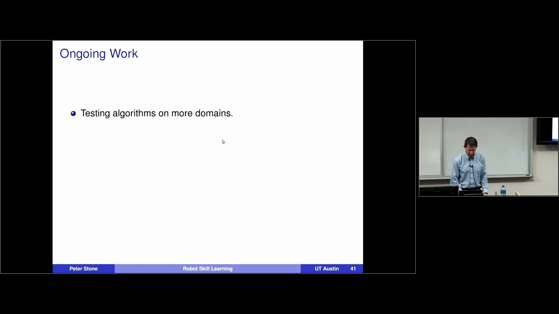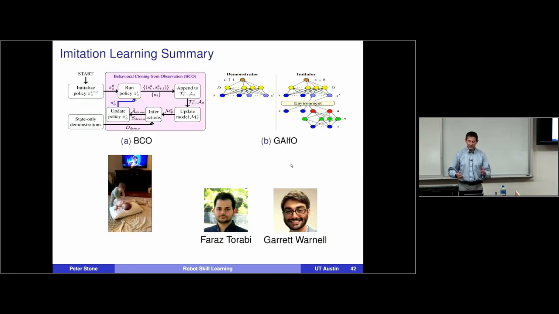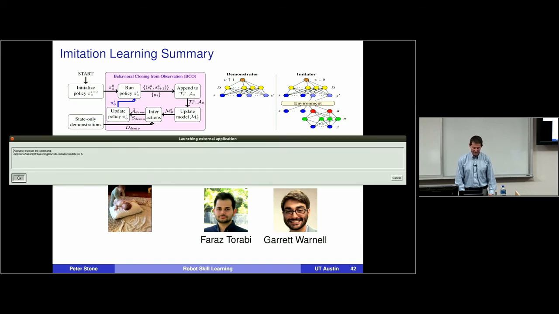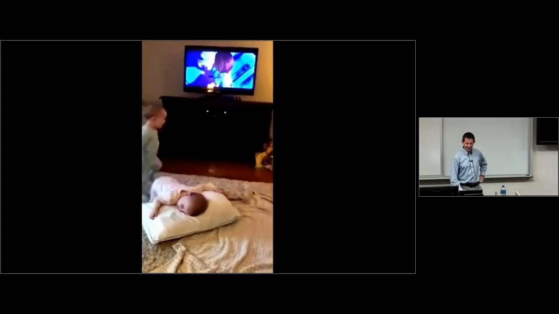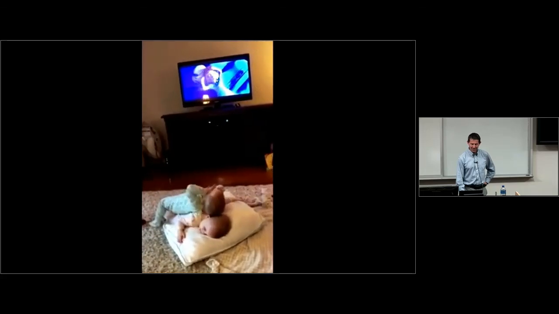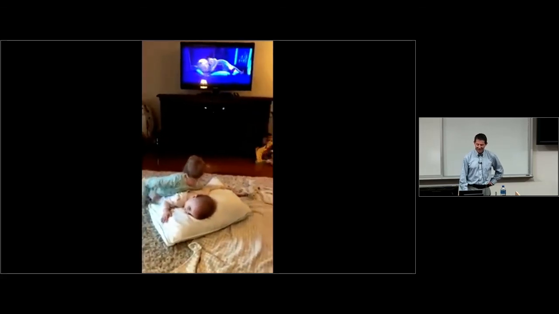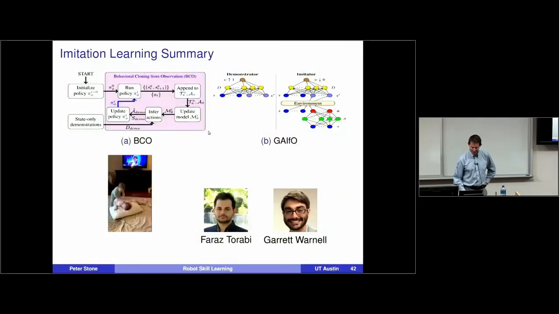So I want to be respectful of time. In this case we are also testing the algorithms on more domains, trying to adapt to physical robots, and also applying this to sim-to-real transfer using the algorithms. But again, this is the imitation learning summary. We did a model-based version and a model-free version, trying to approach the kind of skill that even babies have at imitating. They can just see the pixels and yet very faithfully imitate the actions. It's actually a great video, but I don't have time to show you all of it.